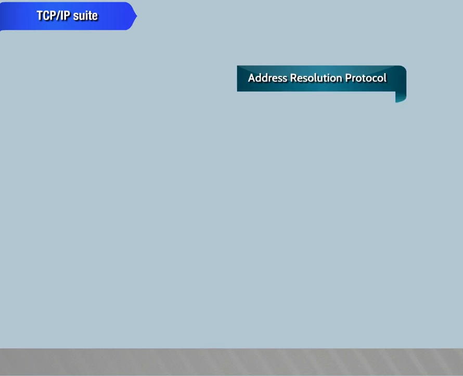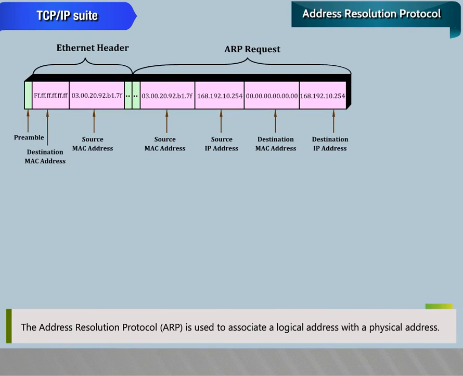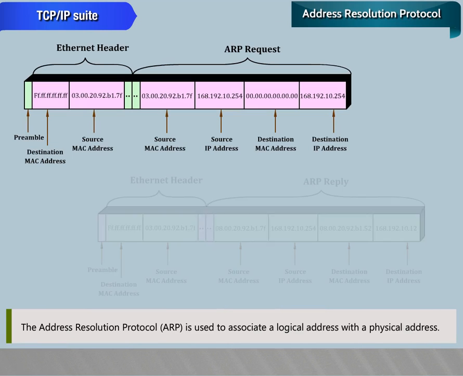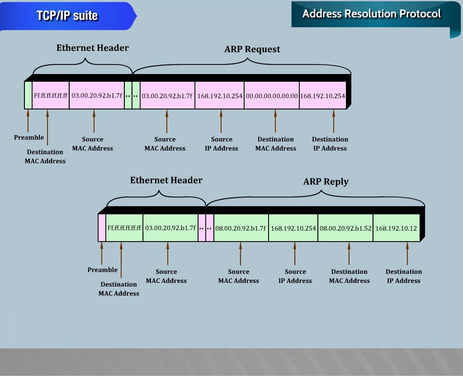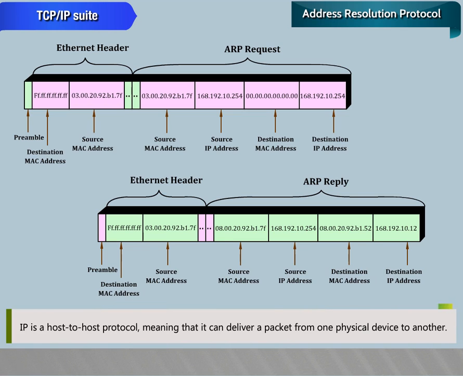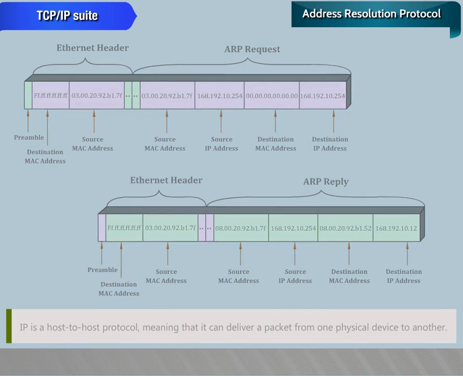Address Resolution Protocol. The Address Resolution Protocol (ARP) is used to associate a logical address with a physical address. ARP is used to find the physical address of the node when its internet address is known.